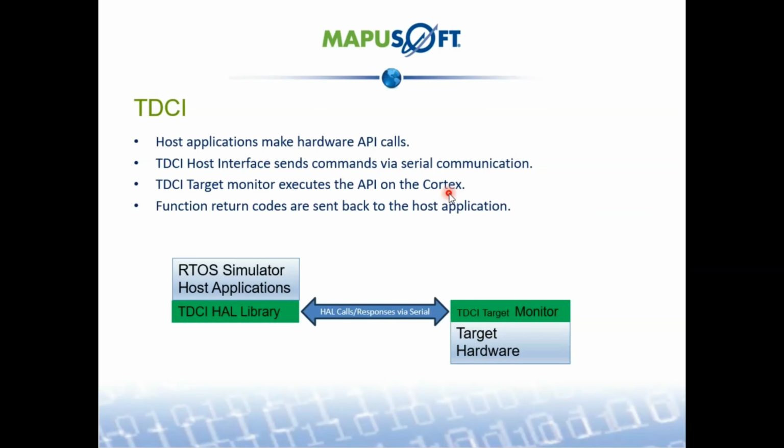TDCA is Target Device Communication Interface. TDCA is used to send and receive data between the microcontroller and the host system using serial communication. The host sends a command using serial communication to the target hardware, either Cortex or Arduino, anything. The target hardware processes the command and then returns the response data to the host via serial communication. This is the mechanism we are using in TDCA.